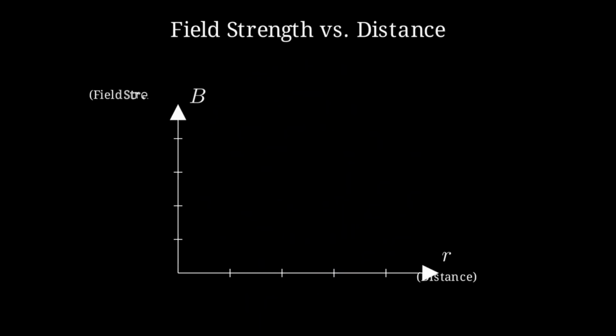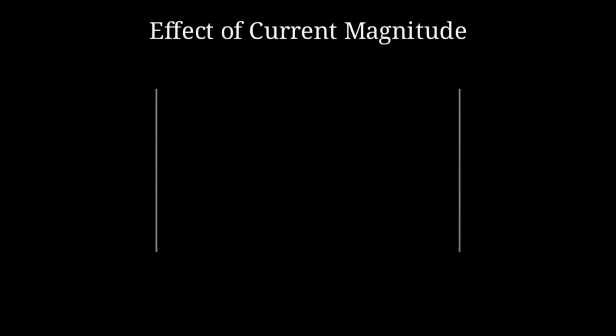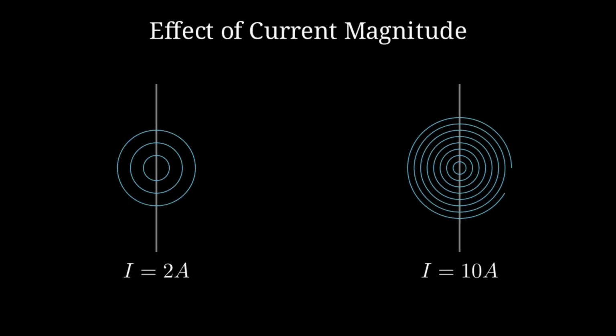The strength of the magnetic field, denoted as B, is inversely proportional to the distance from the wire. As you move further away, the magnetic force weakens rapidly. The field strength is also directly proportional to the amount of current. Increasing the amperage creates a denser, more powerful magnetic field around the conductor.